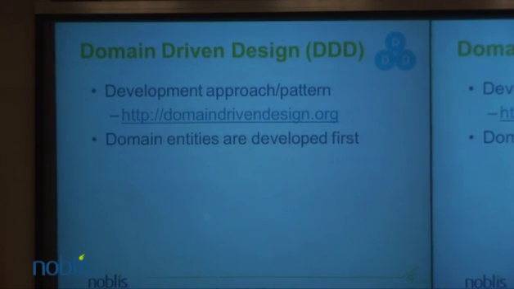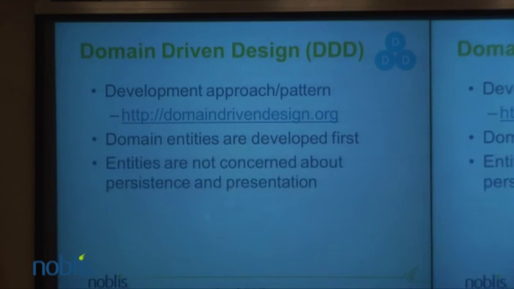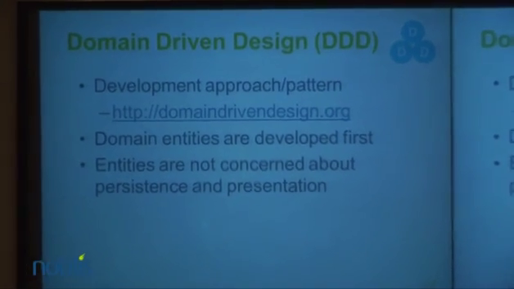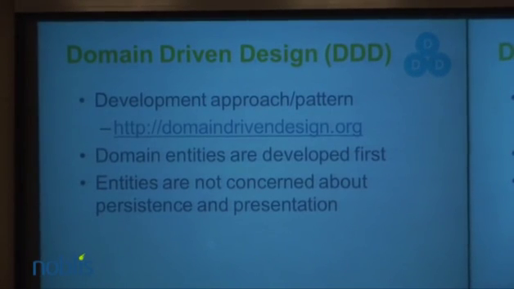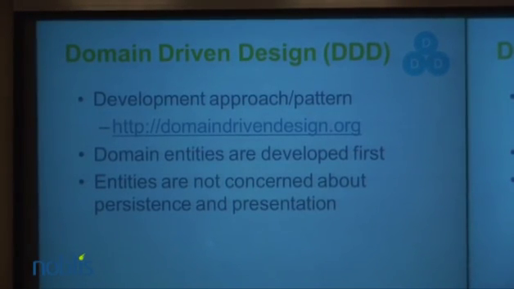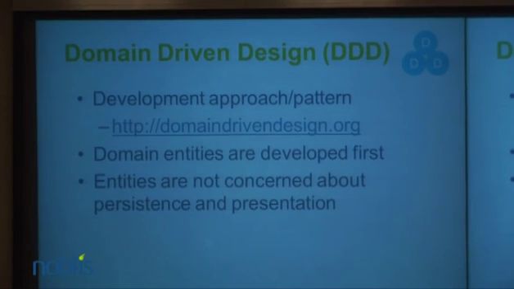So the main idea for domain-driven design is that domain entities are developed first, and as they're developed, there is no concern whatsoever about how these entities are going to be presented to the user, which is no concern for the UI, the user interface, and there is no concern about persistence, which is how these entities are going to be stored, whether it's in a database or in a cloud or in a flat file, XML, whatever. Now, why is it important?